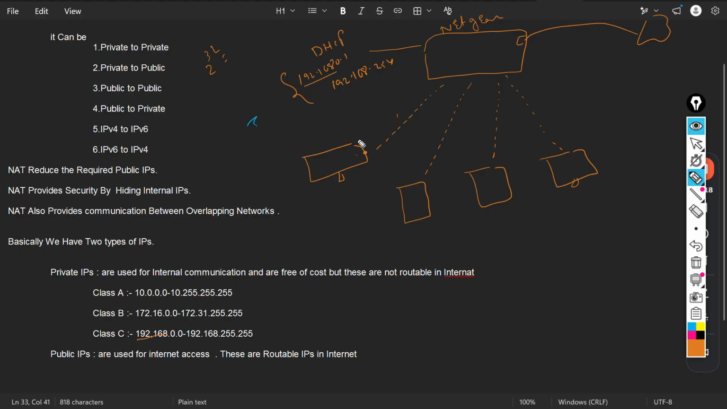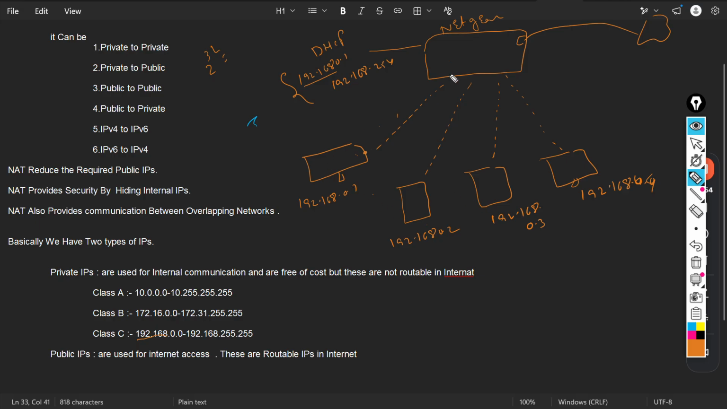So actually what happened here, whenever you connect any device to your Wi-Fi router, this Wi-Fi router provides one private IP. So for example, this system gets IP address 192.168.0.1. This system will get IP address 192.168.0.2. This system gets 192.168.0.3 and this one 0.4. These are the private IPs. But with these private IPs, we cannot access internet.